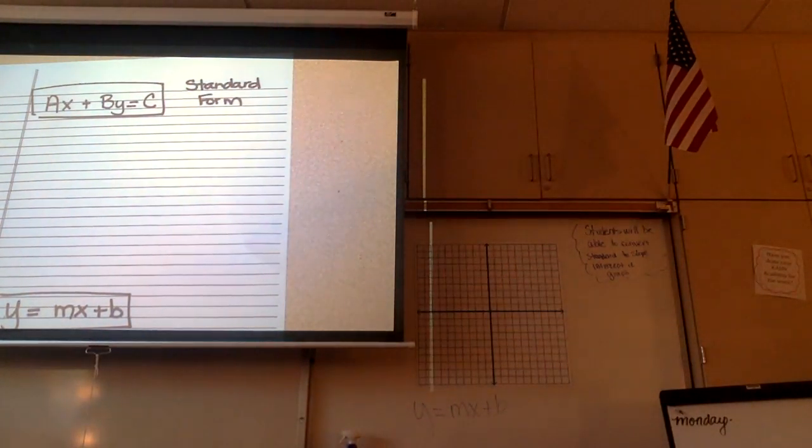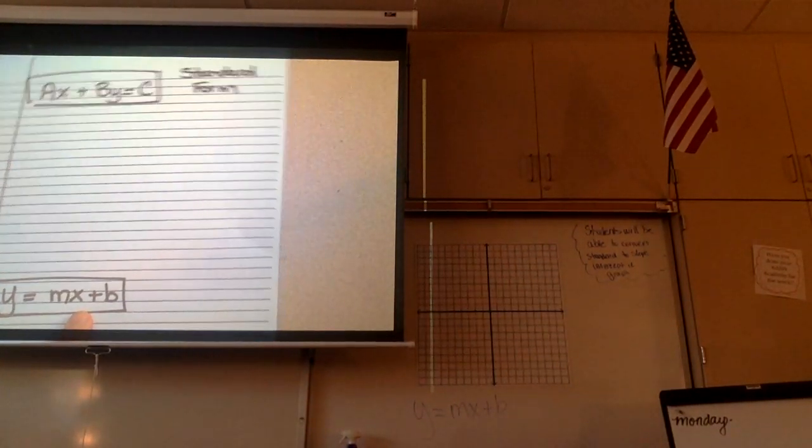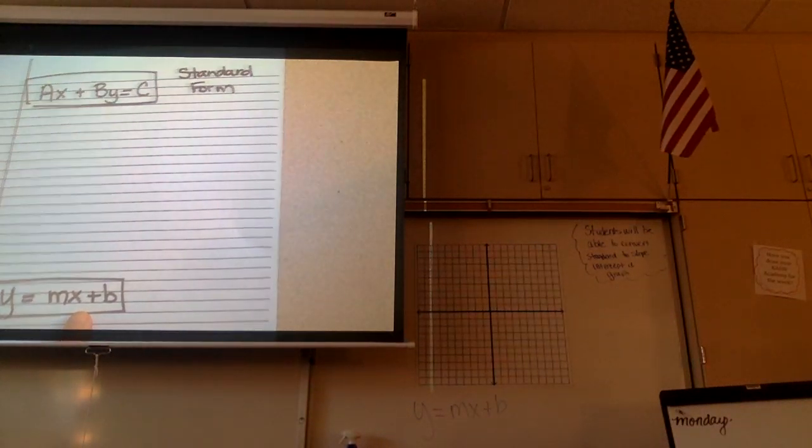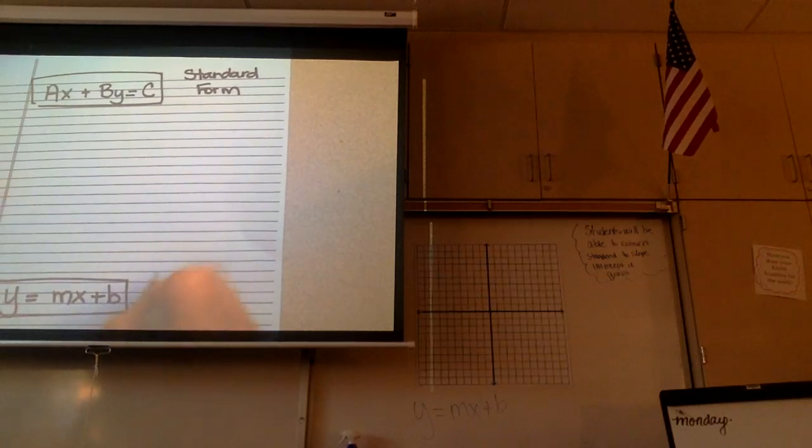What was the fancy name for y equals mx plus b? Do you remember? Slope-intercept form. Okay.